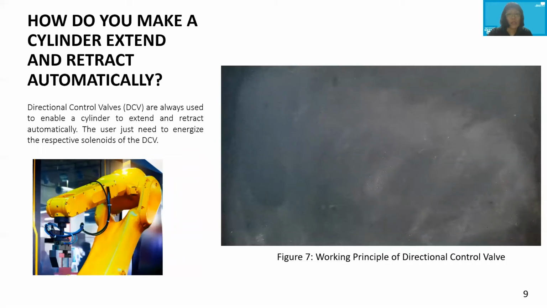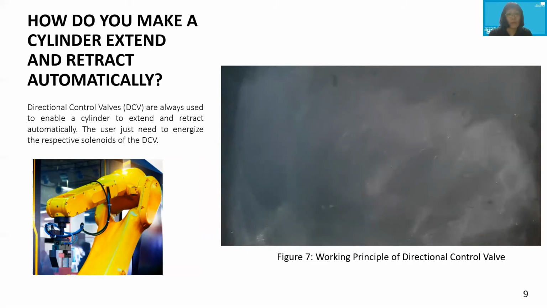However, how does a cylinder extend and retract automatically? Well, that's where you need a directional control valve. The directional control valve will enable the air to be pumped either into the ball side of the cylinder or the rod side of the cylinder. Let's watch this video on figure 7, which explains to you how a cylinder extends and retracts with the help of a directional control valve.